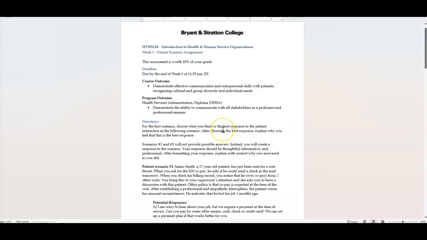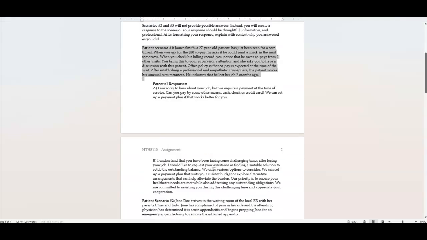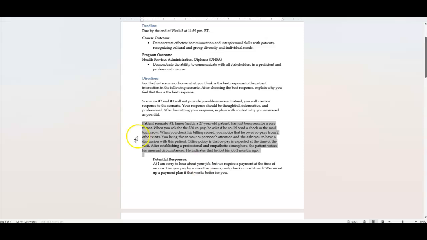So you have 3 scenarios that you're going to be addressing. In the first scenario, you're going to choose what you think is the best response to the patient interaction in the following scenario. After choosing the best response, you are going to explain why you feel this is the best response. So that is this scenario here. And then you've got A or B to choose and explain why. Then you have 2 more scenarios, scenarios 2 and 3. In those cases, you're going to be creating your response and why you answered it the way you did.